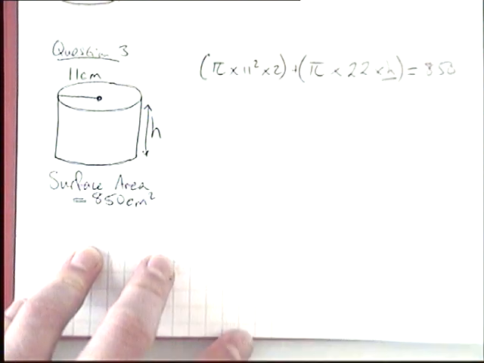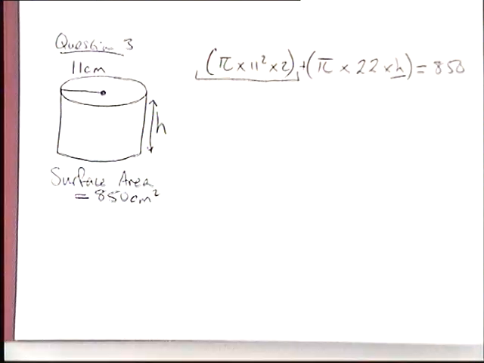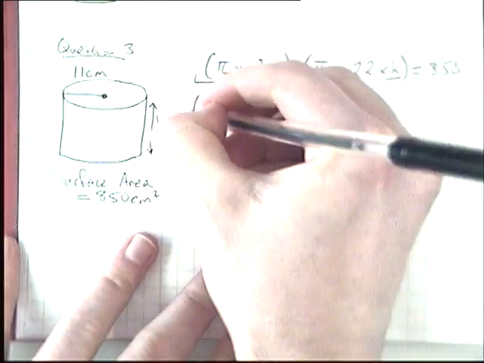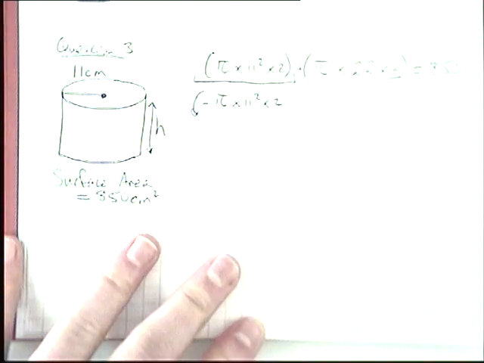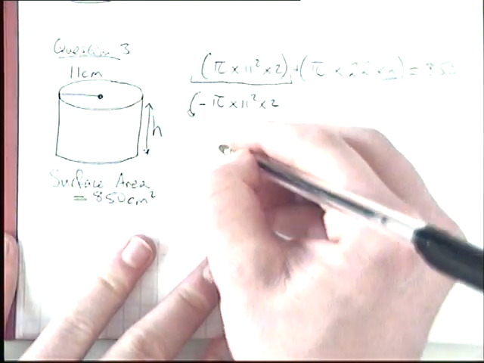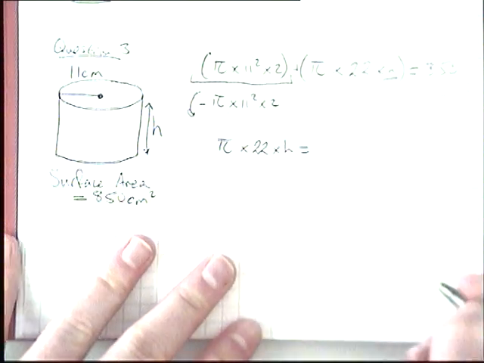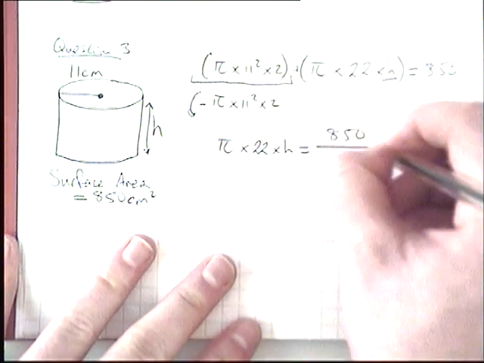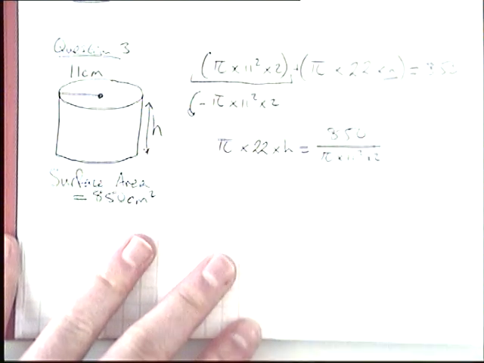So we want to try and isolate the h, get the h all on its own on the left-hand side of the equals. So we're going to take this entire first bracket and subtract that from both sides. So we're going to say minus pi times 11 squared times 2, and we're doing that to both sides. So on the left-hand side of our equals now, we're left with pi times 22 times the height is equal to 850, all divided by pi times 11 squared times 2.